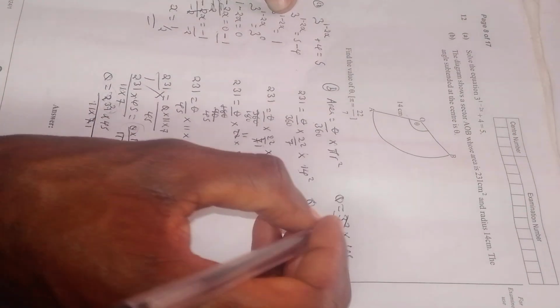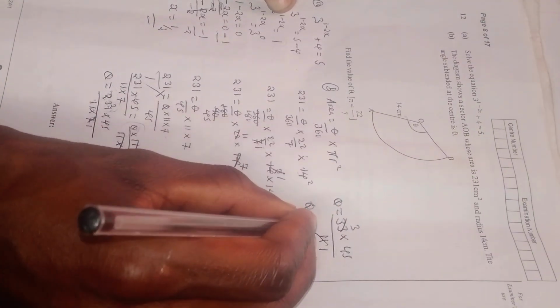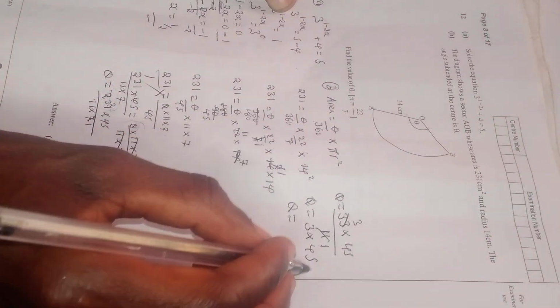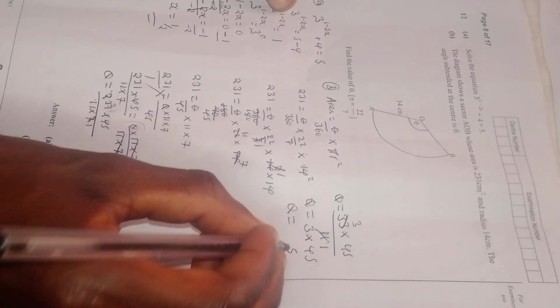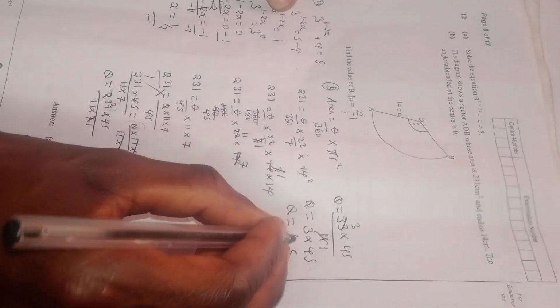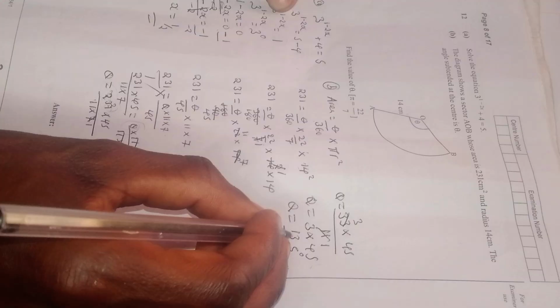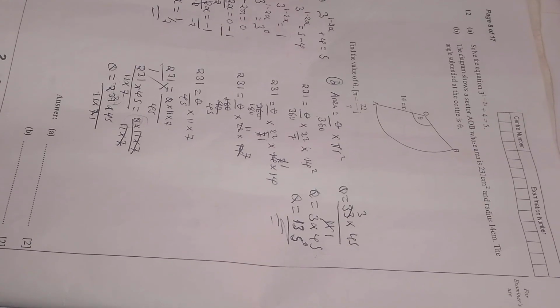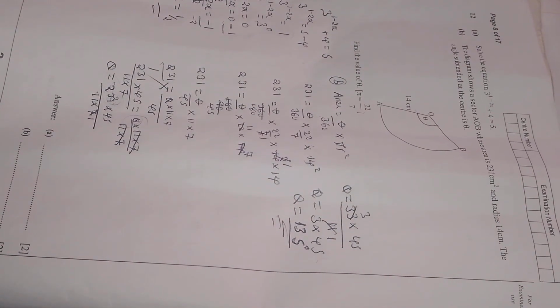So we have 3 multiplied by 45, which gives us 135 degrees. So theta is equal to 135 degrees. This is the solution to this question.